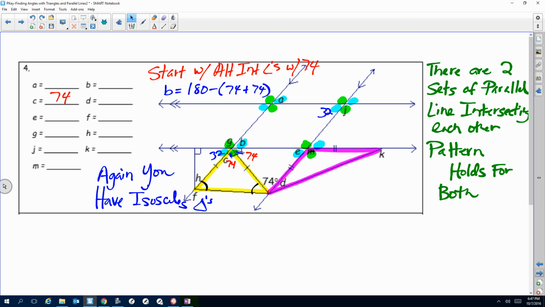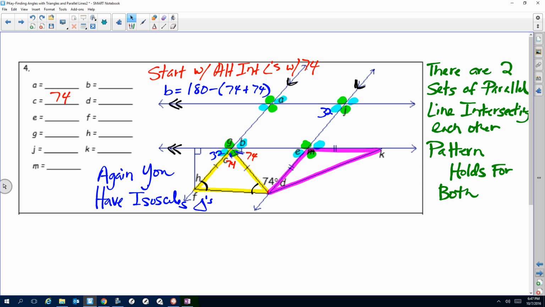Now the additional thing that I add to help you is that you have 2 sets of parallel lines. We have a set of arrows here, so these 2 are parallel, and then we have double arrows here. So whenever you have 2 sets of parallel lines that are intersecting each other, the pattern holds for both. And so I showed the pattern with the colors, the green and the light blue. So the green and light blue pattern that I have on one set of parallel lines cut by the transversal is on the other. So that might help you find the missing angles.